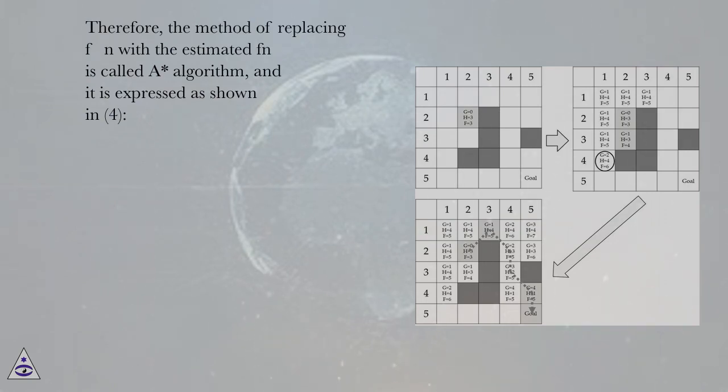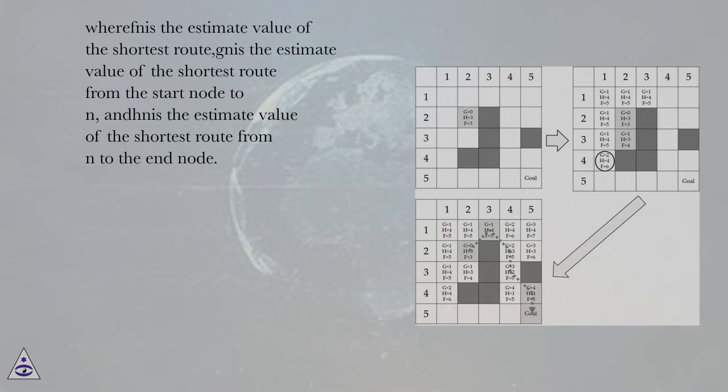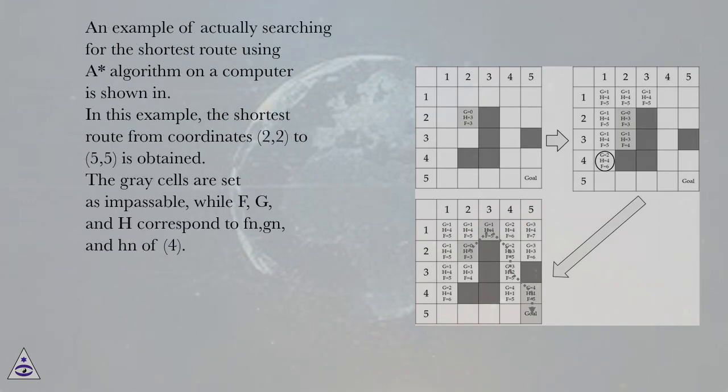shown in (4). Where f' is the estimate value of the shortest route, g' is the estimate value of the shortest route from the start node to n, and h' is the estimate value of the shortest route from n to the end node. An example of actually searching for the shortest route using an algorithm on a computer is shown. In this example, the shortest route from coordinates 2, 2 to 5, 5 is obtained. The gray cells are set as impassable, while f, g, and h correspond to f(n), g(n), and h(n) of (4).